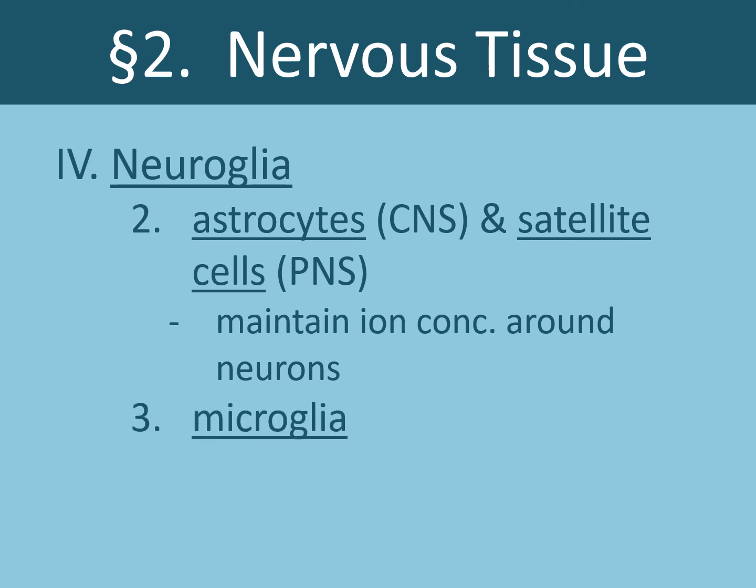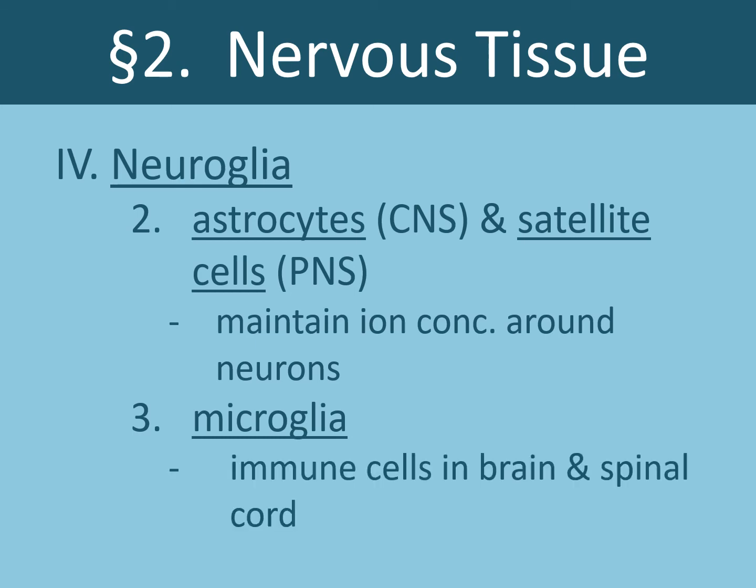Thirdly, we have microglia. Microglia are immune cells that are found in the brain and spinal cord. In other words, they're only found in our central nervous system. They help fight infections.